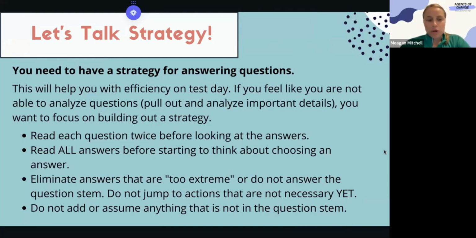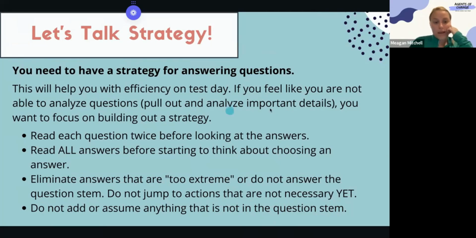Eliminate answers that are too extreme or do not answer the question stem. So what does this mean? I'll give you an example of what too extreme would be. If you got a question that said you had a child come into school building with a bruise, an answer that is too extreme would be to call the police, right? Many children come in with bruises, and we don't have any additional information at this point that would say that the child is in imminent danger. So too extreme, you want to rule those out, and process of elimination. The more you can rule out, the easier it's going to be for you to answer.